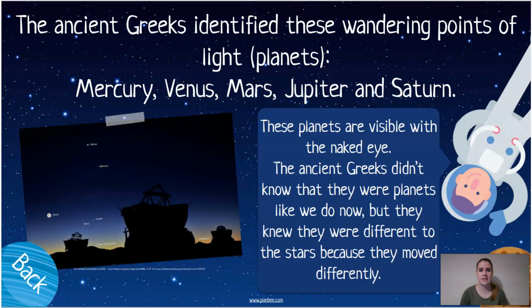Now the ancient Greeks identified these wandering things as planets, and we've got Mercury, Venus, Mars, Jupiter and Saturn. Now, you might have ever heard of a mnemonic. Now, the mnemonic that I remember for the order of them is many vile earthlings munch jam sandwiches under newspapers.